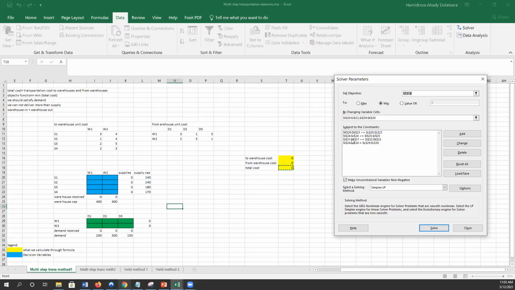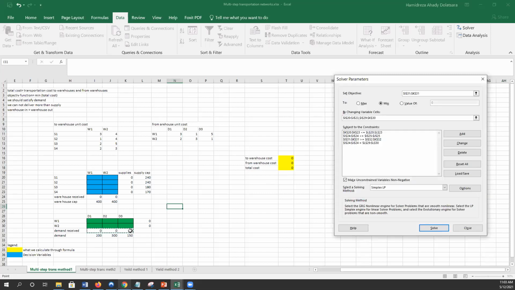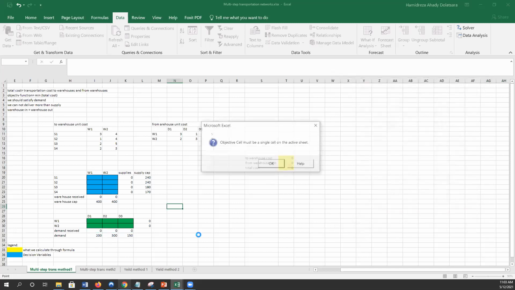Third constraint, I31 to K31 should be greater than I32 to K32. So whatever demand we receive, or the number of goods, should be at least equal to or more than our demand. So we don't want to miss any demand.